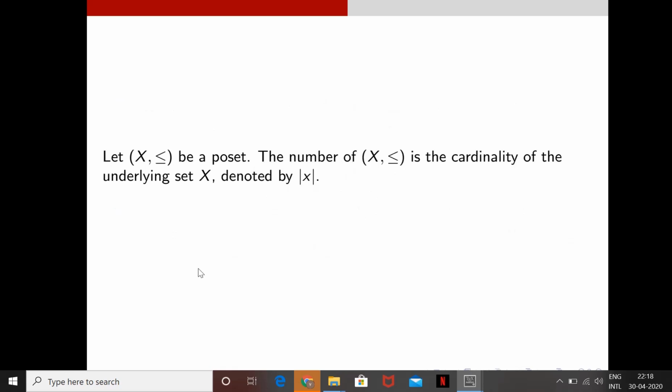Now talking about the cardinality of the poset, let (X, ≤) be a poset. The number of elements of X is the cardinality of the underlying set X, denoted by this notation.